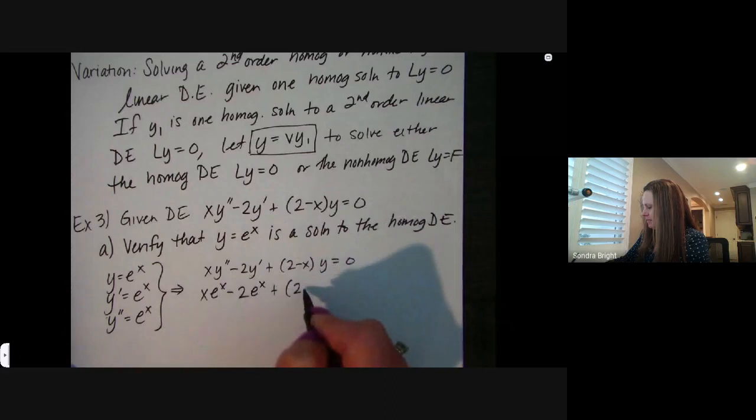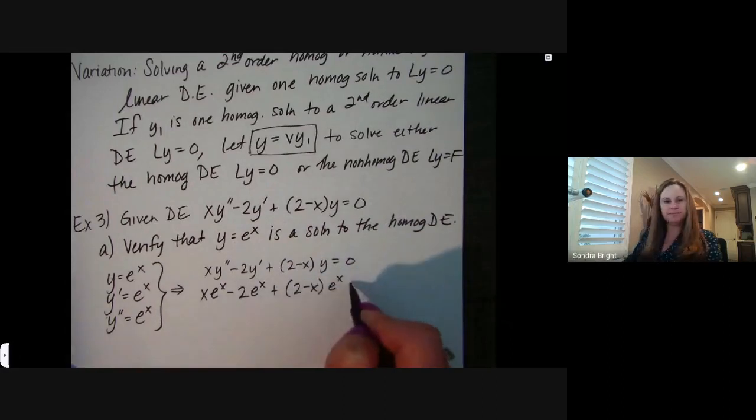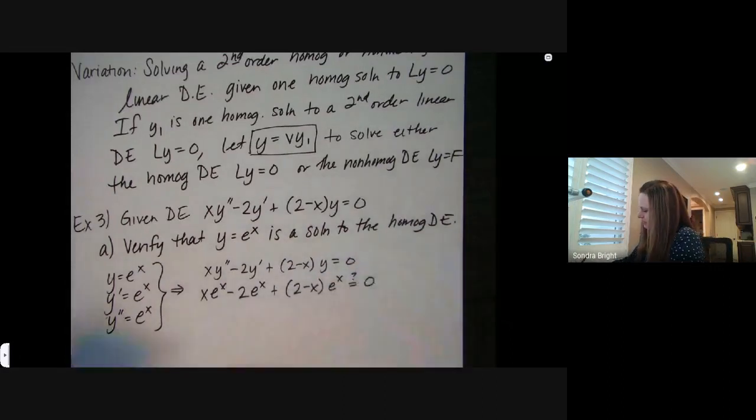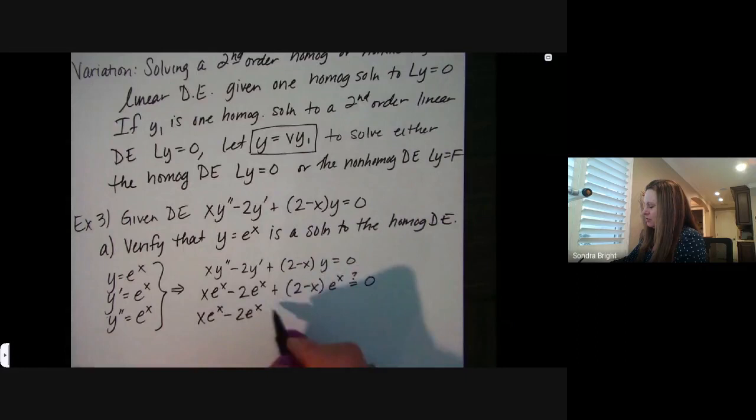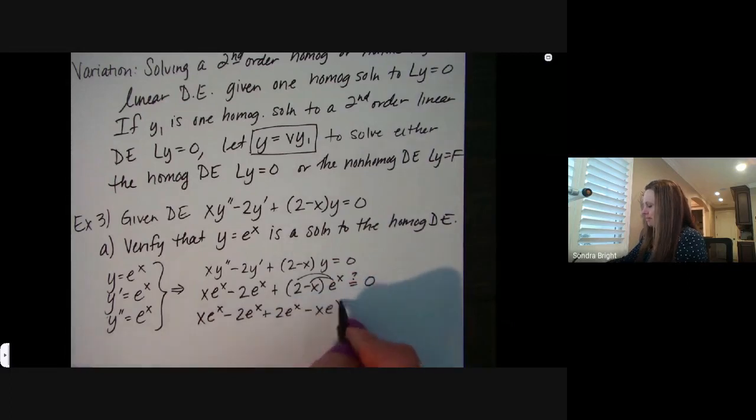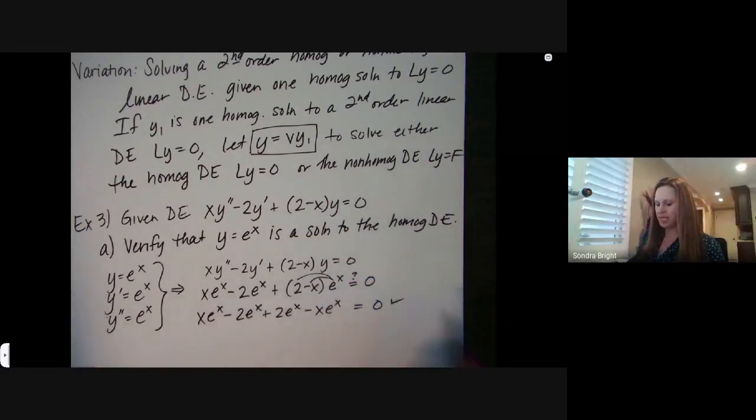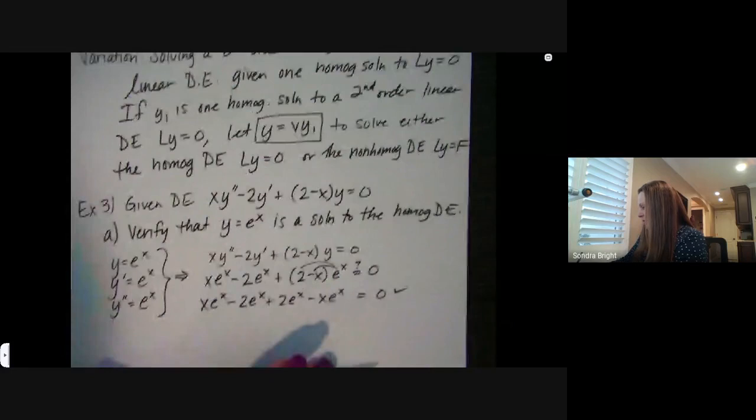Is that equal to 0? Well, let's see. We've got x e to the x minus 2 e to the x, distributing the e to the x to the 2 and to the negative x. And that is definitely equal to 0. Bye-bye. See you later. Okay, so then part B is going to be, now let's find the general solution.